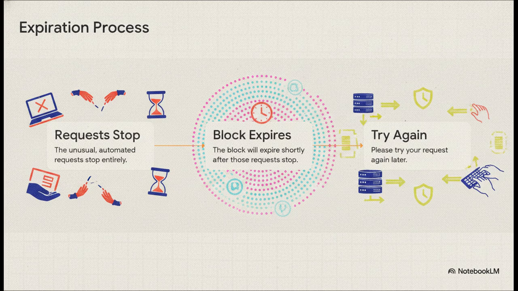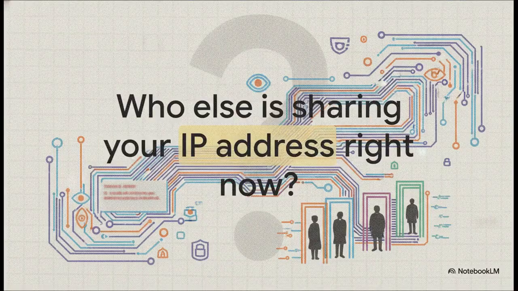There's no customer service line to call or appeal forms to fill out. It's basically just a mandatory automated timeout. And finally, Step 3. Once the block lifts, you can successfully try your request again. So I want to leave you with this final kind of provocative question to think about next time you log on to public Wi-Fi. If a single boring error page can reveal this much about network monitoring, who else is sharing your IP address right now? And what exactly are they sending out into the internet?